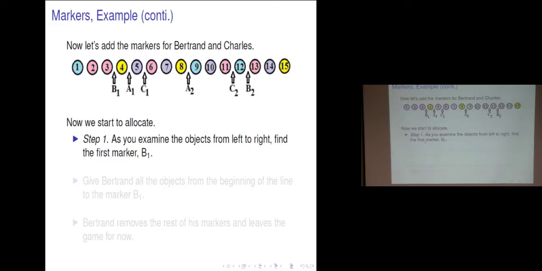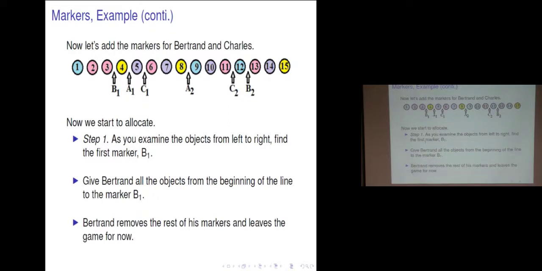So step one. We examine the items from left to right until we hit the first marker. In this case, it's B1. In other cases, it could be A1, it could be C1. But in this example, we see C, C, A here. This is the first marker. Then give B all the objects from the beginning of the line to the marker B1. So these three items go to Bertrand. Now Bertrand removes the rest of his markers and leaves the game for now, because later there's some leftover. Bertrand will return to divide the leftover.